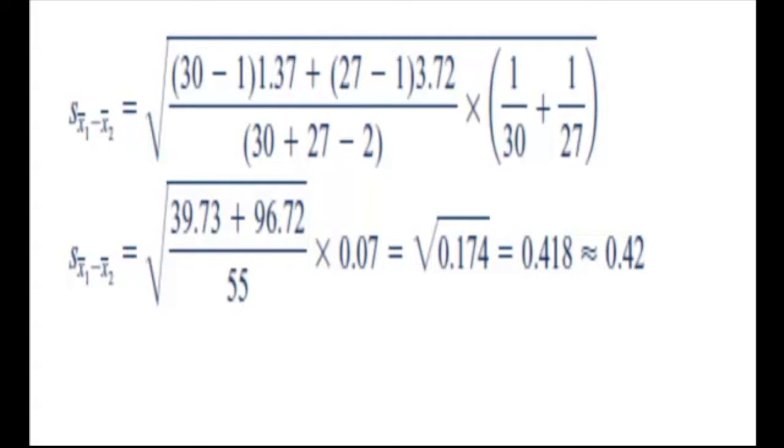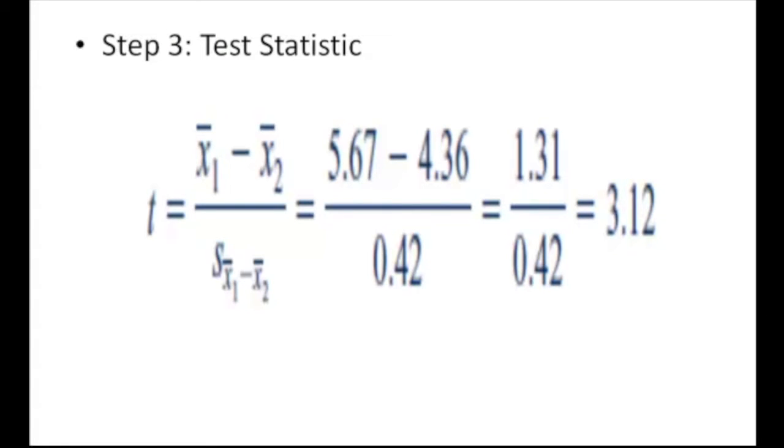We substitute the values into the standard error formula. The sample sizes are 30 and 27. The sample variances are 1.37 and 3.72. The standard error is then calculated to be 0.42. The difference in the sample means is 5.67 minus 4.36, or 1.31. We cannot tell if this is a significant difference, so we normalize it by the standard error and compare it to the table values. Dividing the difference in means by its standard error gives us 1.31 divided by 0.42.